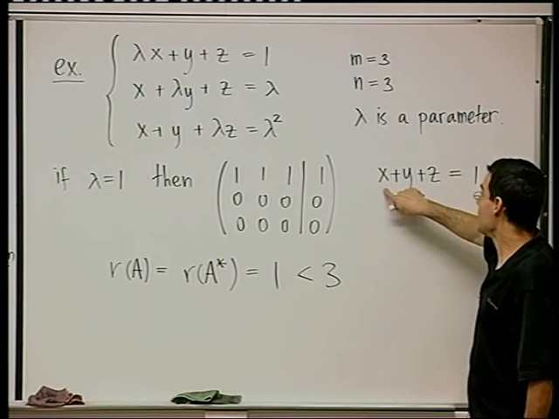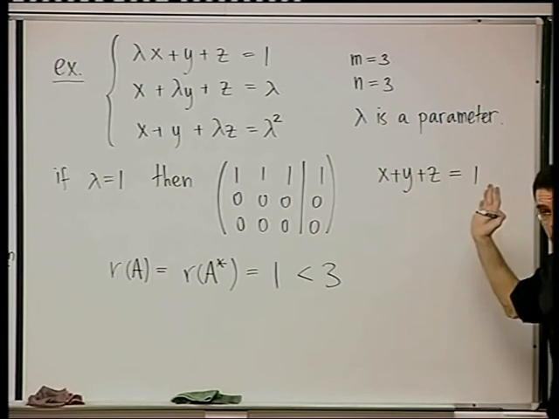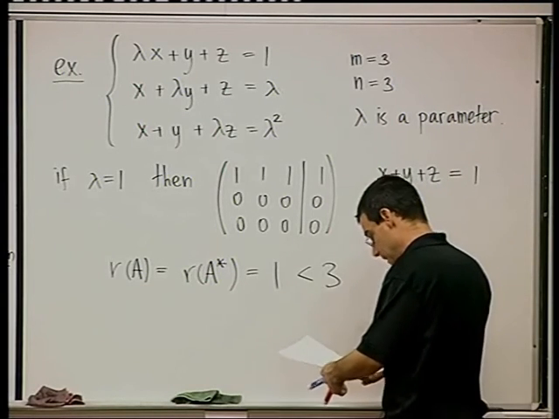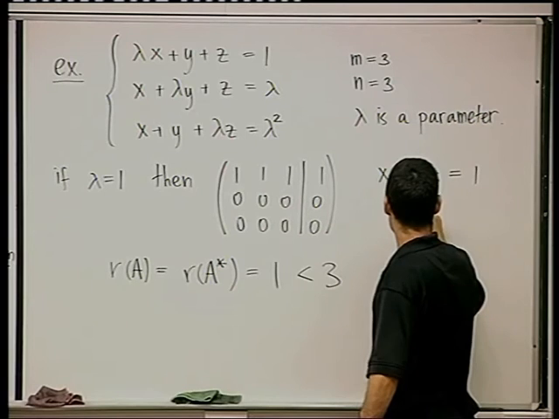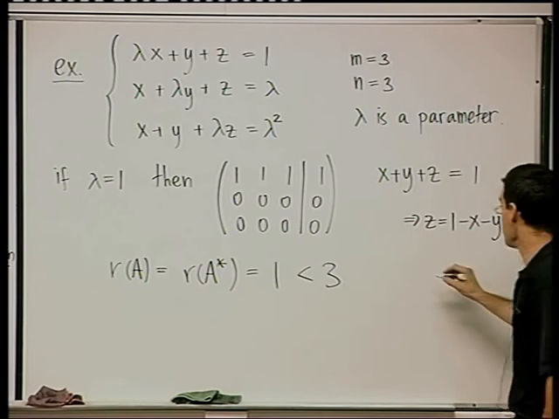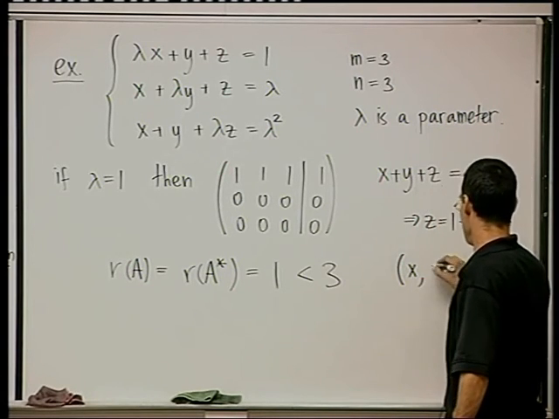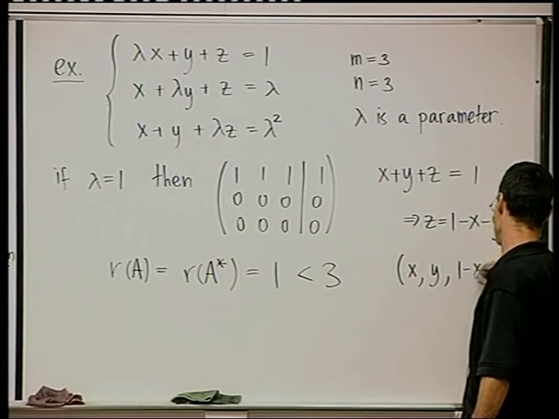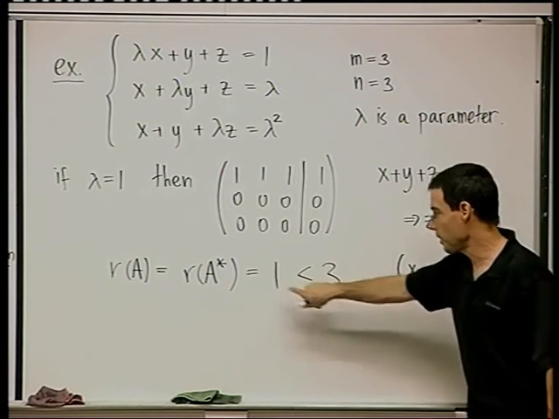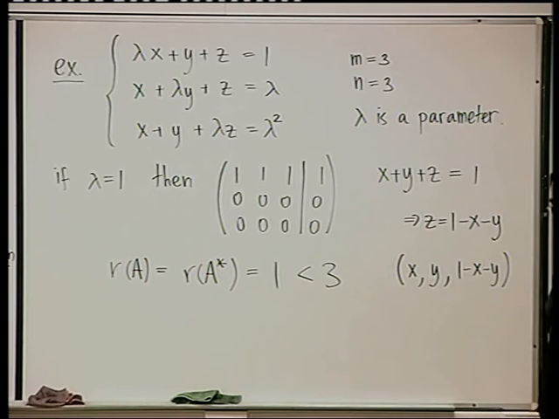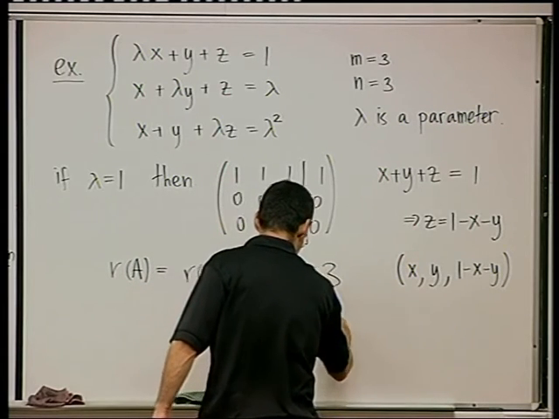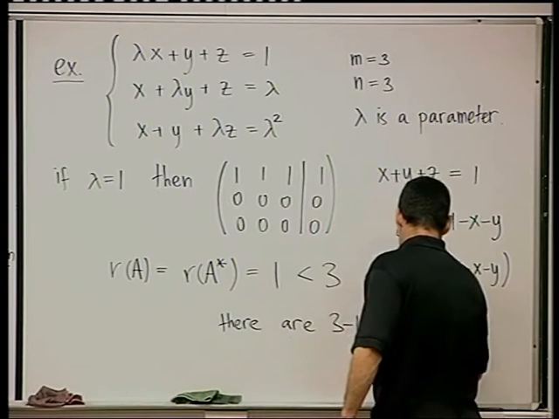So take any 2 of them, choose them arbitrarily, any value you want. The only one that's going to be fixed is the third one. So you can rewrite this, for example, as z equals 1 minus x minus y. And the solution set is going to be take any x you want, take any y you want, and then z has to be 1 minus x minus y. This is the solution set. So there are 2 degrees of freedom, 3 minus 1, and that's it.